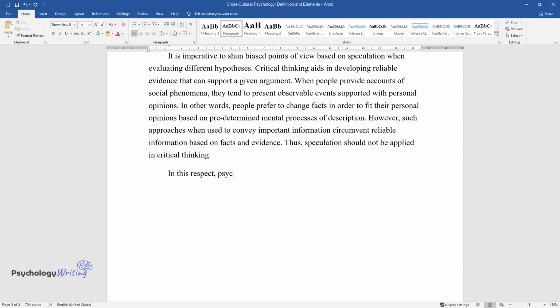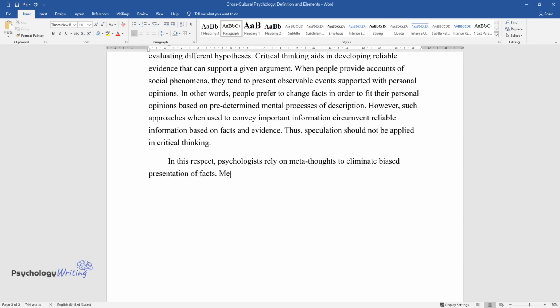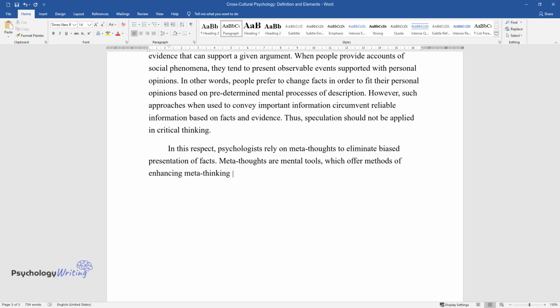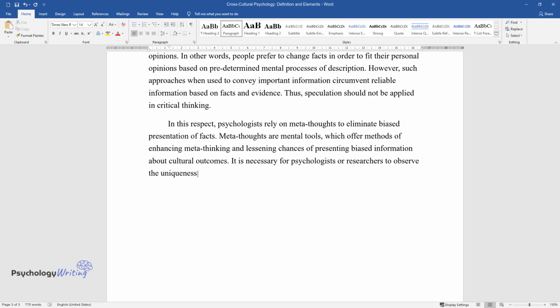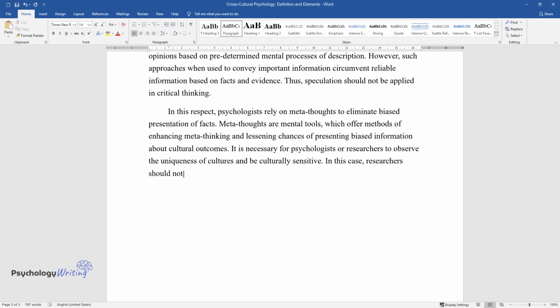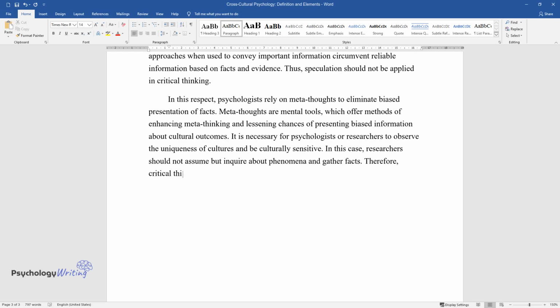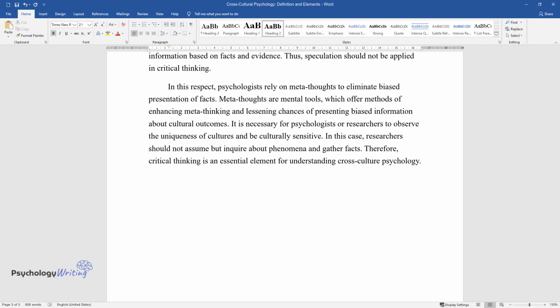In this respect, psychologists rely on meta-thoughts to eliminate biased presentation of facts. Meta-thoughts are mental tools, which offer methods of enhancing meta-thinking and lessening chances of presenting biased information about cultural outcomes. It is necessary for psychologists or researchers to observe the uniqueness of cultures and be culturally sensitive. In this case, researchers should not assume but inquire about phenomena and gather facts. Therefore, critical thinking is an essential element for understanding cross-culture psychology.